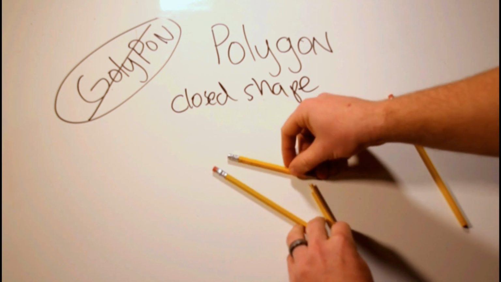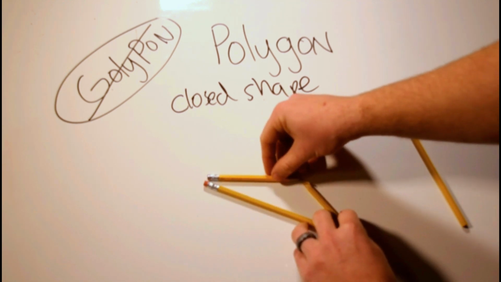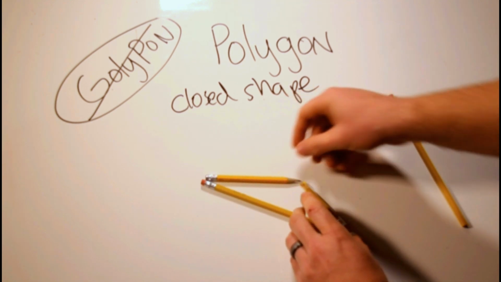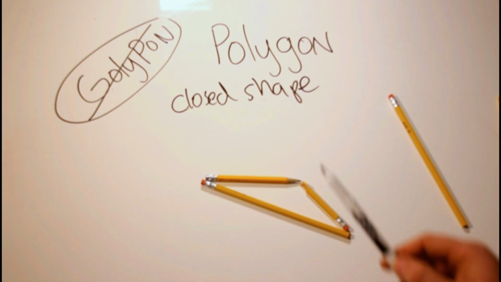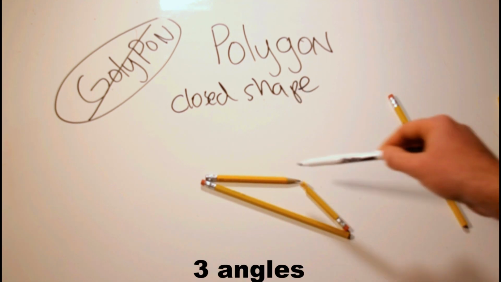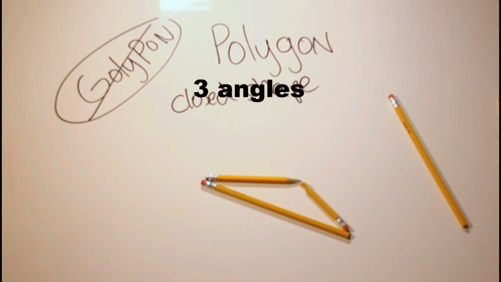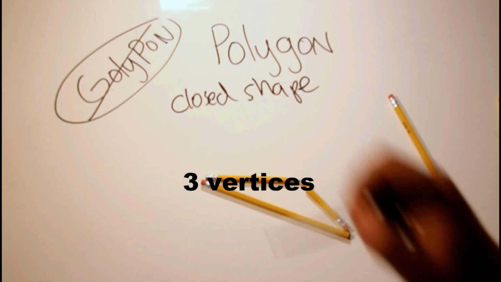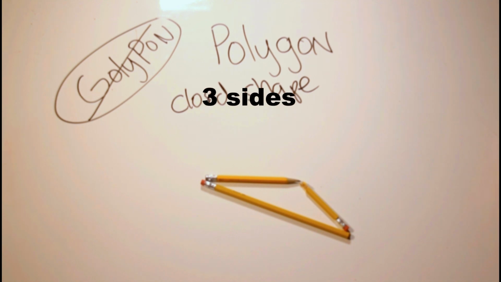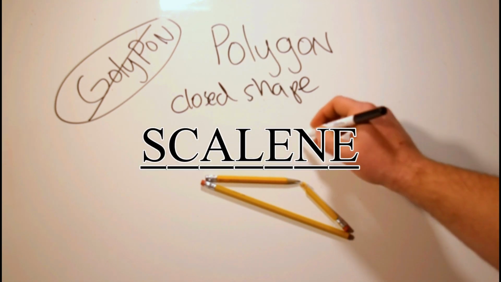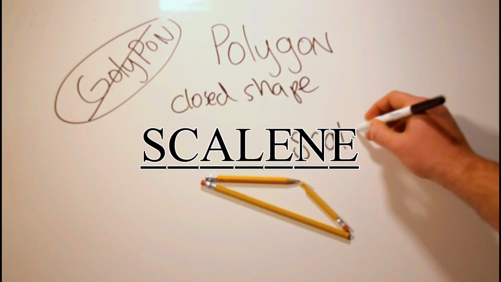So I'm gonna take all 3 of these and I'm gonna put them together end to end. You'll notice it's kind of difficult by how small I made it, but I can still make a polygon, in this case, a triangle. A triangle that has 3 angles, 3 vertices, 3 sides.